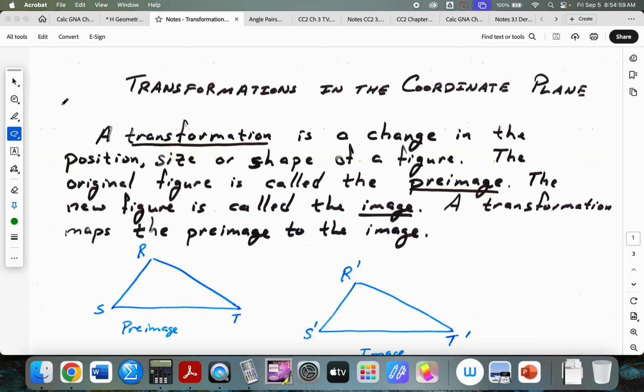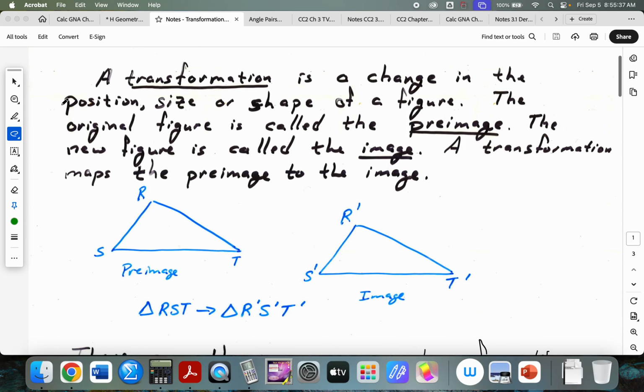Okay? So a transformation is just a change in the position, size, or shape of an object. The original figure is called the pre-image. The new figure is called the image. I've always disliked that, actually. I've always thought that the original should be called the image and the one afterwards should be called the post-image. That would make sense. But this is the way that it's done. So the original is called the pre-image, the new is called the image. A transformation maps the pre-image to the image.